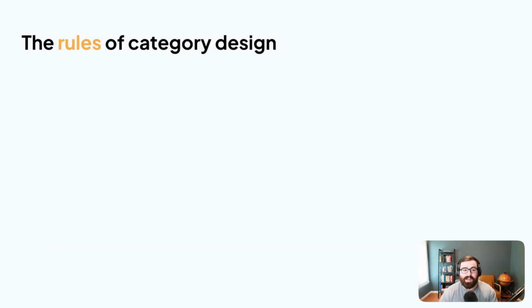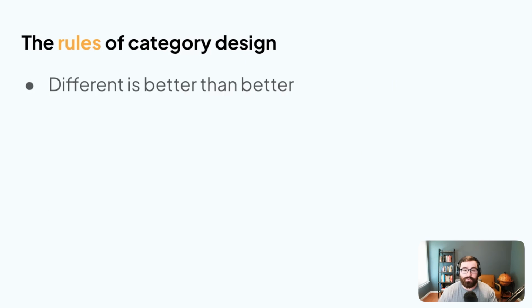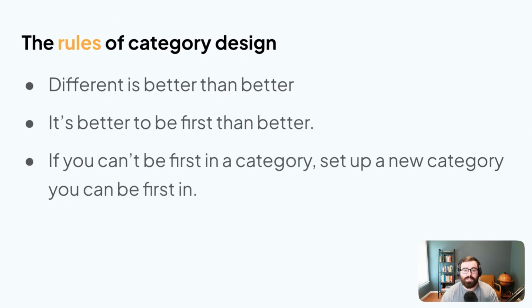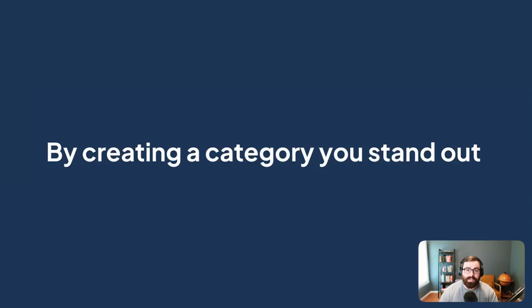And these are the rules of category design. Different is better than better. So you want to focus on how your content is different, not better than a competitor. It is better to be first than it is to be better. And if you can't be first in a category, you should set up a new category where you can be first. By creating a category, you will stand out and attract an audience faster.